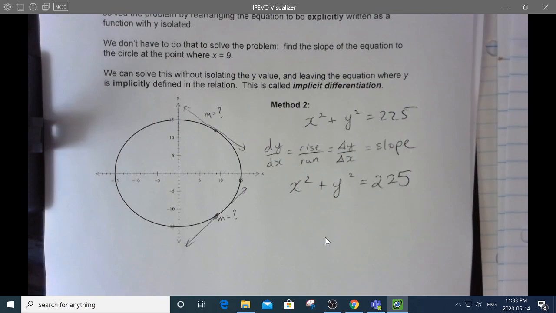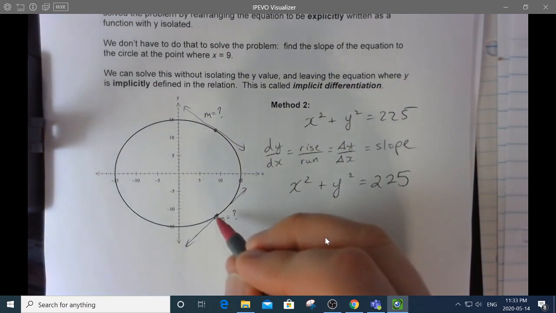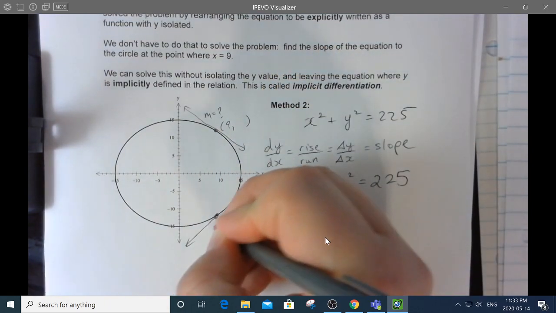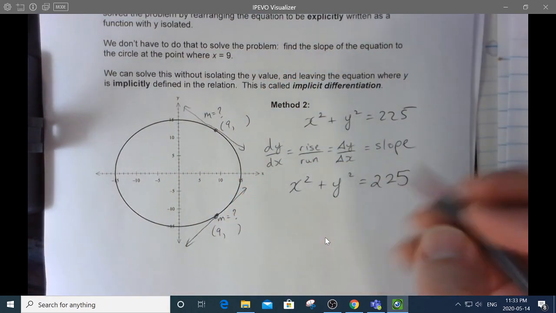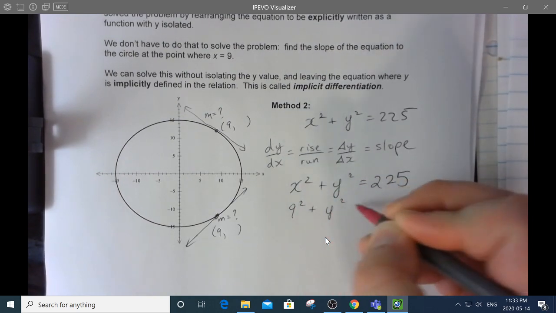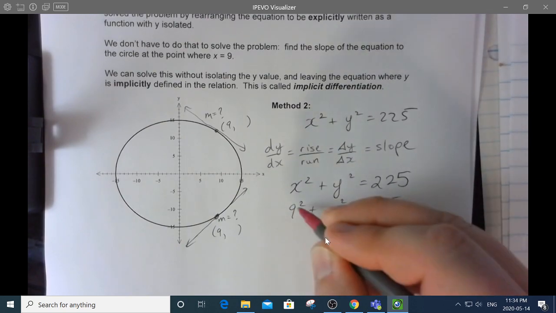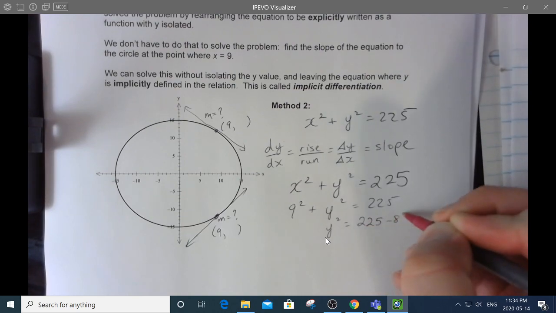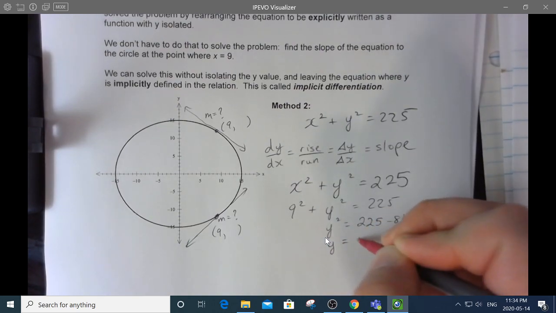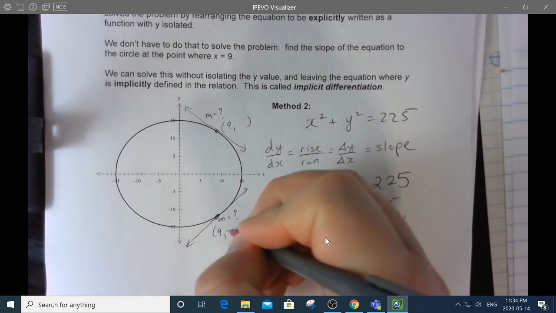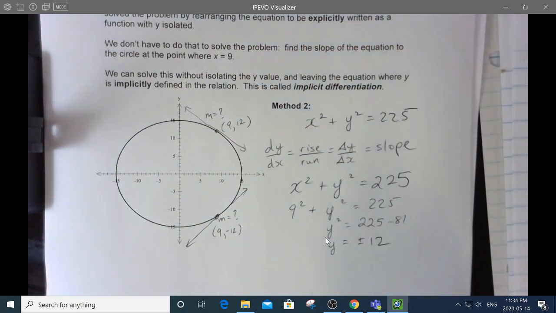Okay, well, you know what? Maybe the first thing I'll actually do is find the coordinates of this point. I know that this is 9 comma something and 9 comma something. So let's find that first. If I put in 9 squared plus y squared equals 225, 9 squared is 81. So y squared is going to be 225 minus 81. So y is going to equal plus or minus 12, because that's 144 square rooted. So that means this would be the negative 12 and this would be the positive 12.